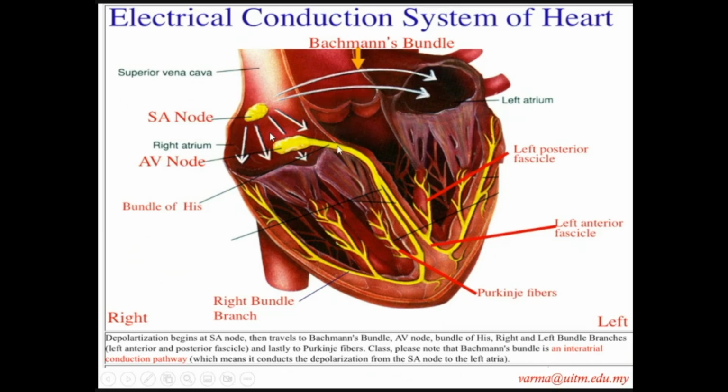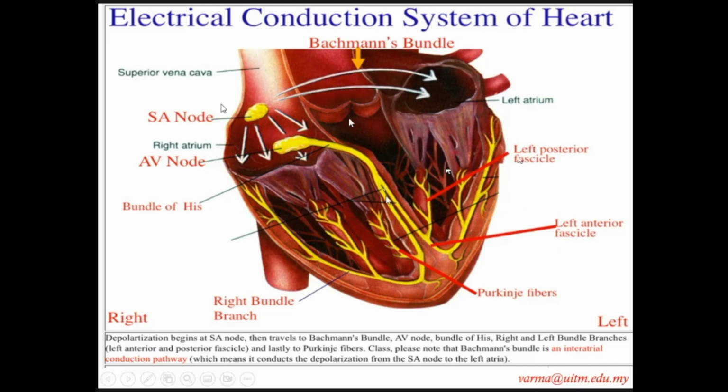Then you have the bundle of His, which goes in the interventricular septum. This is both of your ventricles. It goes through the interventricular septum, which divides into the right bundle branch and the left bundle branch. This is the right, this is the left bundle branch, which anteriorly is considered the left anterior fascicle, posteriorly the left posterior fascicle, where these are Purkinje fibers. Once it runs in the interventricular septum, it gives out Purkinje fibers. On the anterior wall, it's called the left anterior fascicle. On the posterior wall, it's called the posterior fascicle.